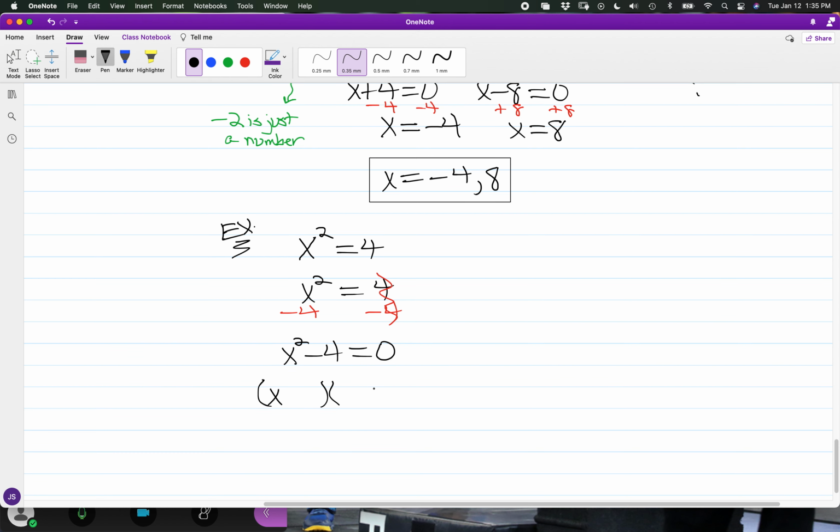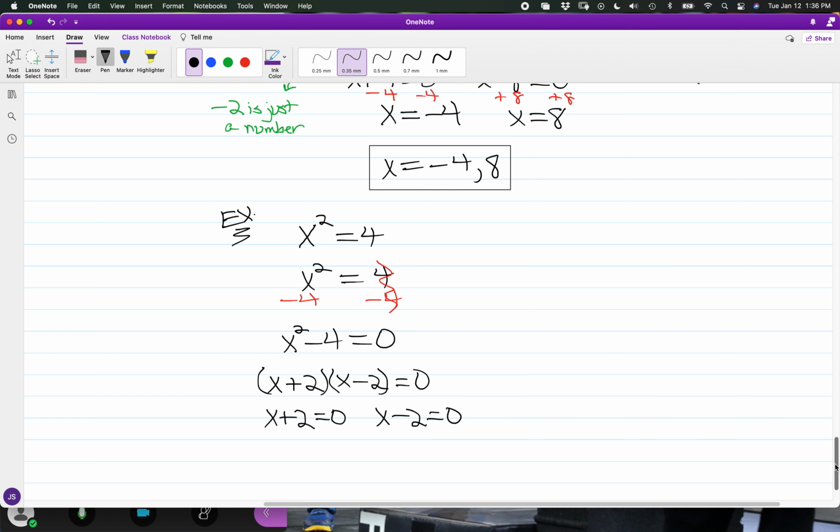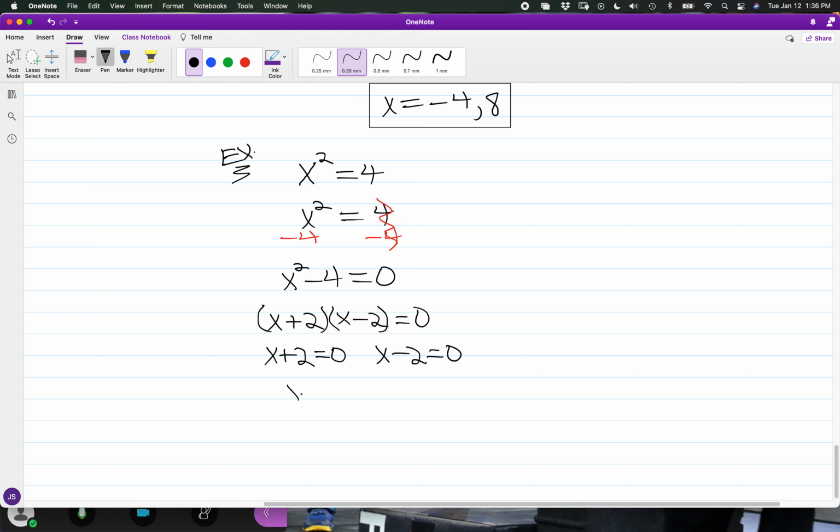And here I have a difference of squares. So x squared goes to x and x, and factors of negative 4, we have positive and negative 2. And if I set these factors equal to 0, so if x plus 2 is equal to 0, I will take 2 away from both sides. So I have x equal to negative 2. And if x minus 2 is equal to 0, and I add 2 to both sides, we have that x is equal to 2.